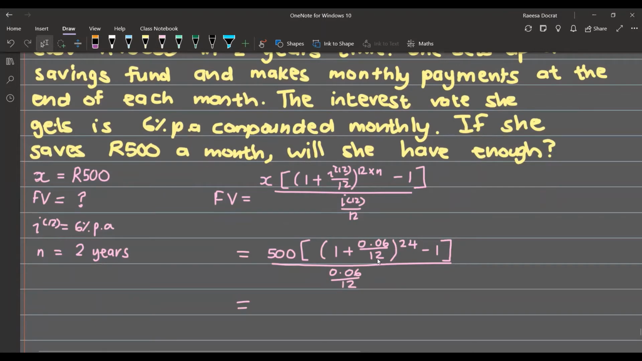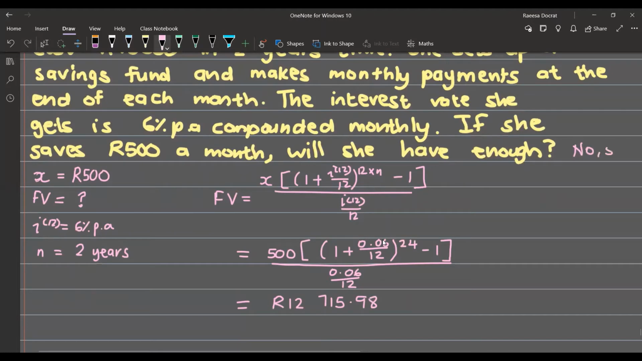Typing this into the calculator, you could simplify a bit further before you type it in, but I think your calculator can do all of the work. So typing that into the calculator, we'll get that she would have only saved 12,715.98. So she's way off. She's saving only 500 Rand a month. So the question is, will she have enough money?